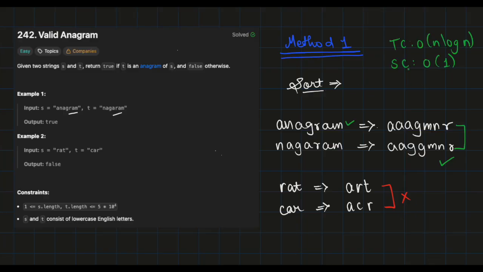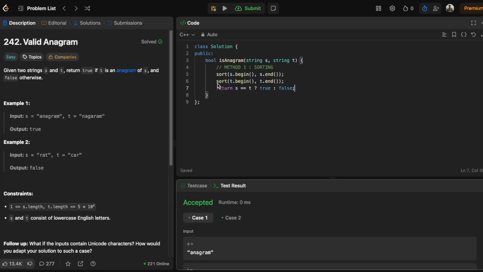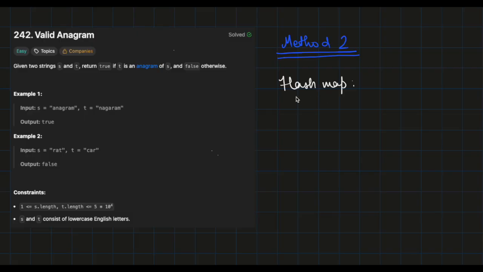So for the sorting method, the time complexity will be O of n log n and the space complexity will be O of 1. What we did here is sort the first string and then sort the second string and check if s is equal to t, then we return true that it's a valid anagram, else we return false. A better way to solve this question is to use a hash map.